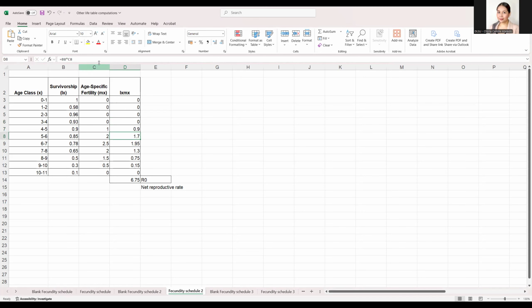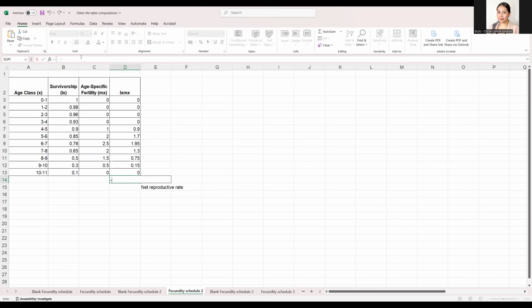0.9 times 1 is 0.9. 0.85 times 2 is 1.7. 0.78 times 2.5 is 1.95. 0.65 times 2 is 1.3. 0.5 times 1.5 is 0.75. 0.3 times 0.5 is 0.15. And 0.1 times 0 is 0.